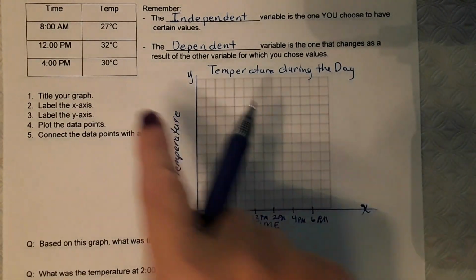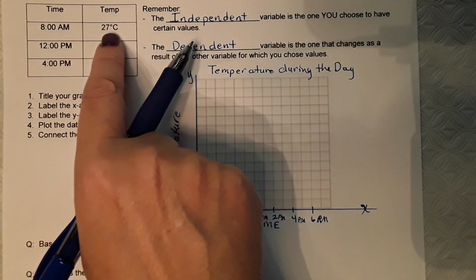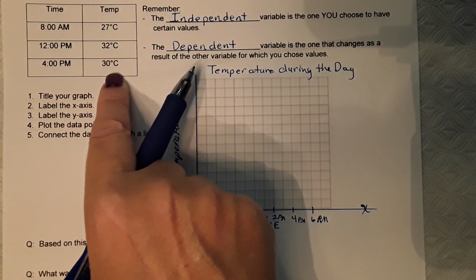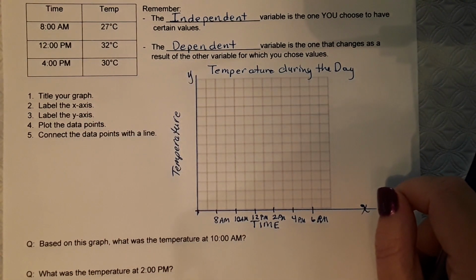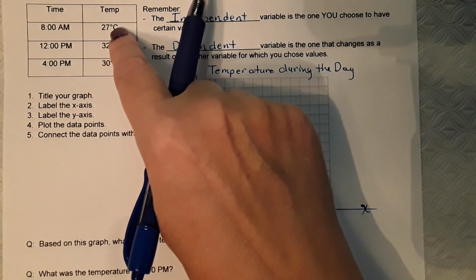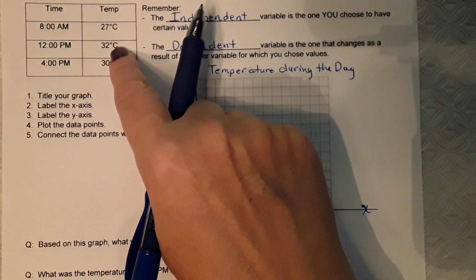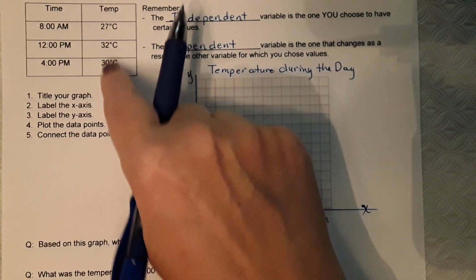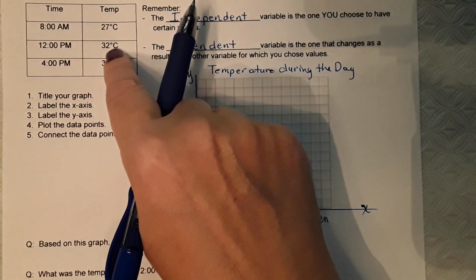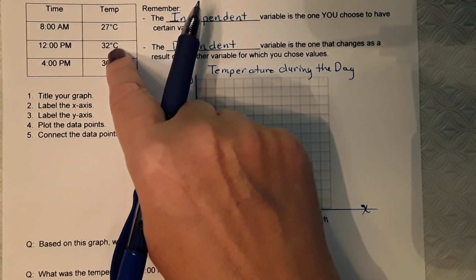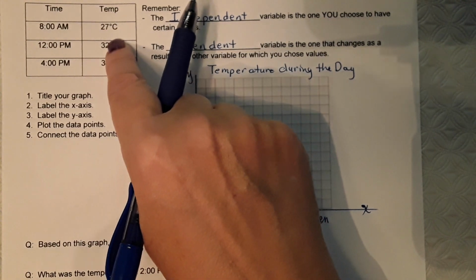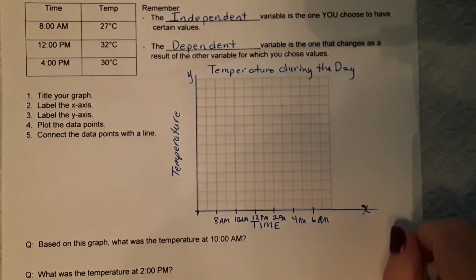Now, how are we going to do this? Our range is from 27 to 32. So maybe we want to go from, say, 25 up. How are we going to do that? Are we going to go by ones or twos? Well, our range is 27 to 32. Yeah, 27 is the smallest, 32 is the biggest. That's a range of, let's see, 5 degrees, I believe.